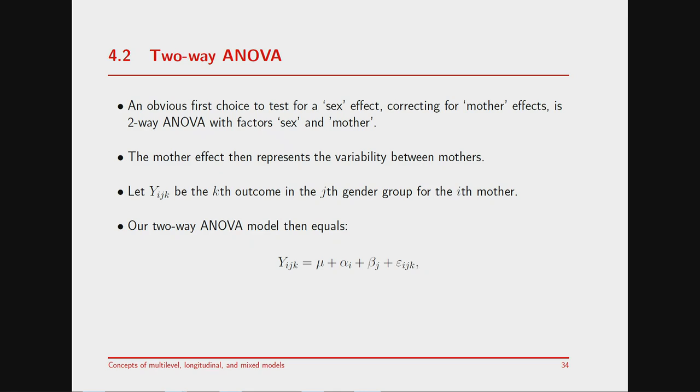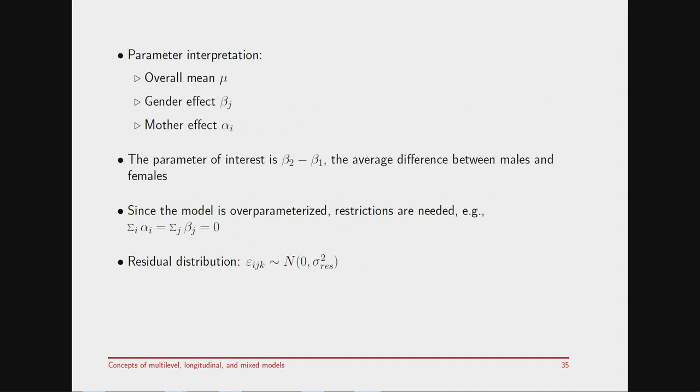And then a classical ANOVA model would be where you have an overall mean, an intercept mu, an alpha i, that's a mother effect, a beta j, that's the gender effect, and of course the effect of interest would be the beta j, that's what we're really interested in, and then the epsilon ijk, these are the traditional errors that we always have in a linear model, such as an ANOVA model. So the overall mean is represented here by mu, the gender effect is beta j. Of course, we would be interested primarily in the difference between beta 2 and beta 1, because that's the difference between the males and the females.